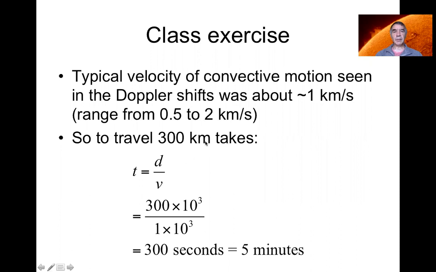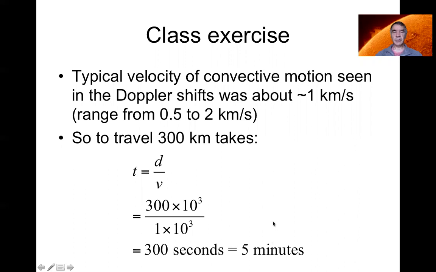And I said that a typical bubble of gas that's undergoing one of these convective motions would travel about 300 kilometers before it dissolves and reforms or gets to the surface. So that hopefully is a simple calculation. The time taken to travel a distance d, moving at a speed v, is just dividing the distance by the velocity. So you put everything in SI units, so you've got 300 kilometers here, and 1 kilometer per second here. And so dividing those two is going to give you 300 seconds, or about 5 minutes.